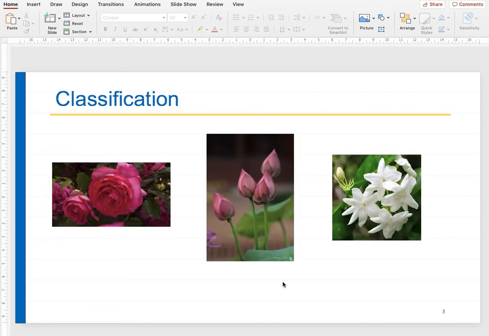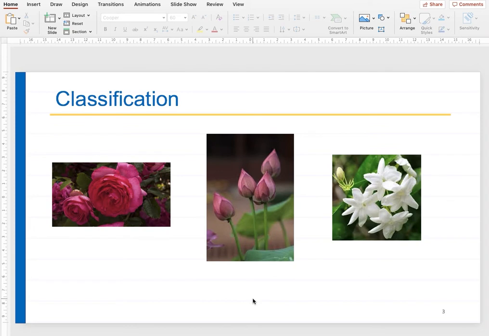So, okay, let's start with an example of machine learning. This example is of classification. You want to classify 3 flowers: roses, lotuses, and, what are these called? Jasmines. Okay, so you have got flowers, and you want your machine to automatically tell which flower it is. Is it a rose, is it a jasmine, or is it a lotus? Right? How can I do it?